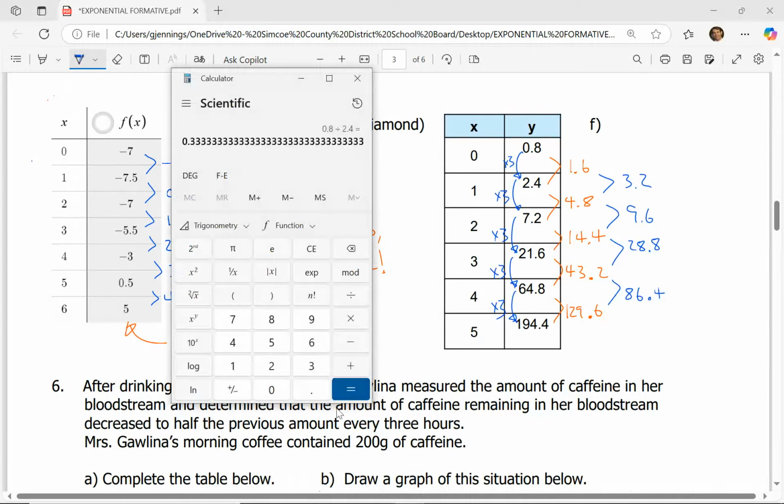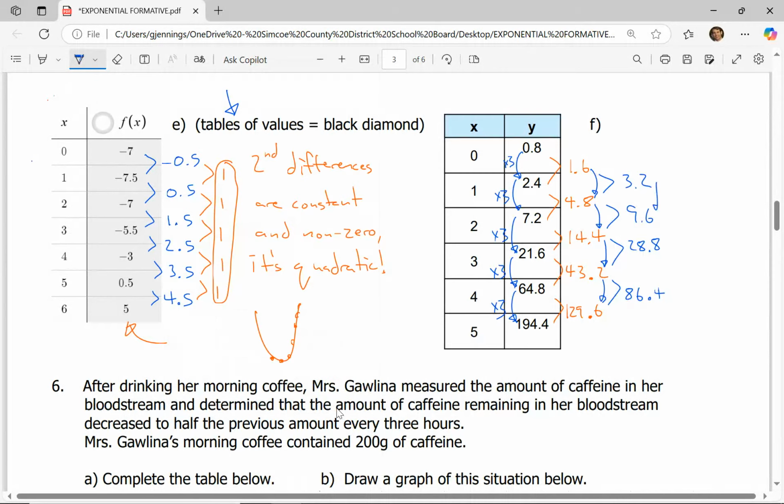The other cool thing is, notice these are multiplying by 3 each time. And these are multiplying by 3 each time. If you do first and second differences, you'll still see the multiply by 3 pattern in there. Very cool, isn't it? It's so cool.